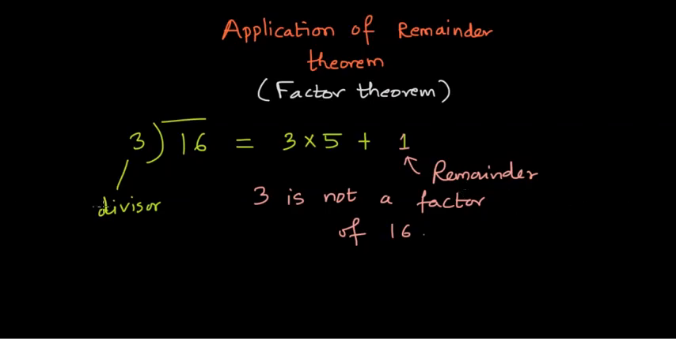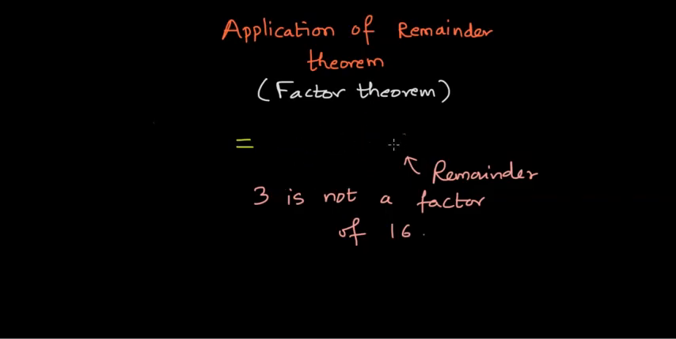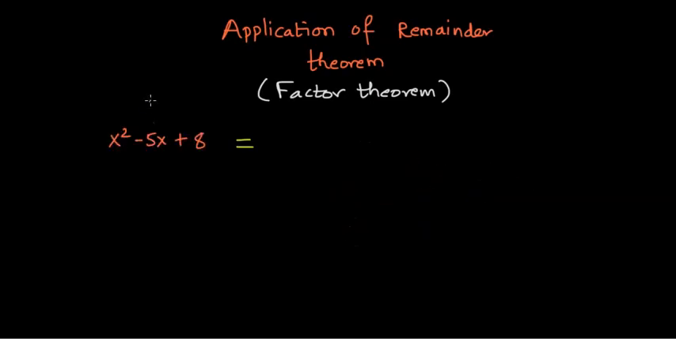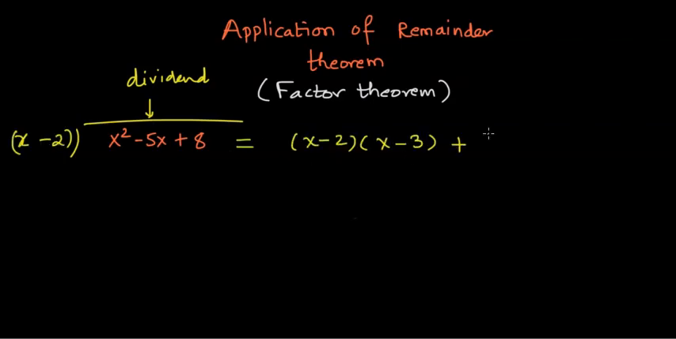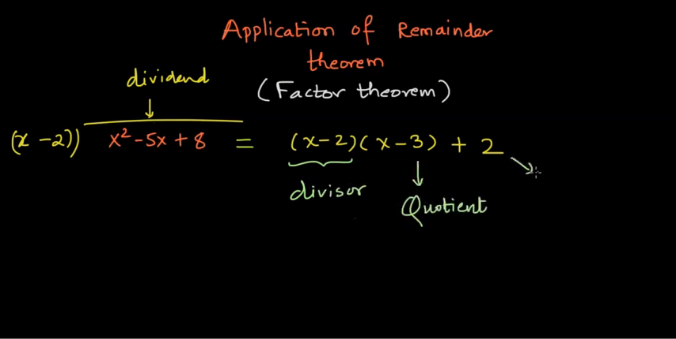This is about numbers. The same thing can be done with polynomials. Now, what if we had polynomials instead of 16 and 3? The same logic applies. There will be a divisor. Here 5 was quotient, so there will be some quotient and there will be a remainder. So if I had a polynomial x square minus 5x plus 8, let's say this was the dividend. And if I wanted to divide this by x minus 2, I would find that I can write this as (x minus 2) times (x minus 3) plus 2. Don't worry about this. So right now, this is my divisor, this is my quotient, and this is the remainder.